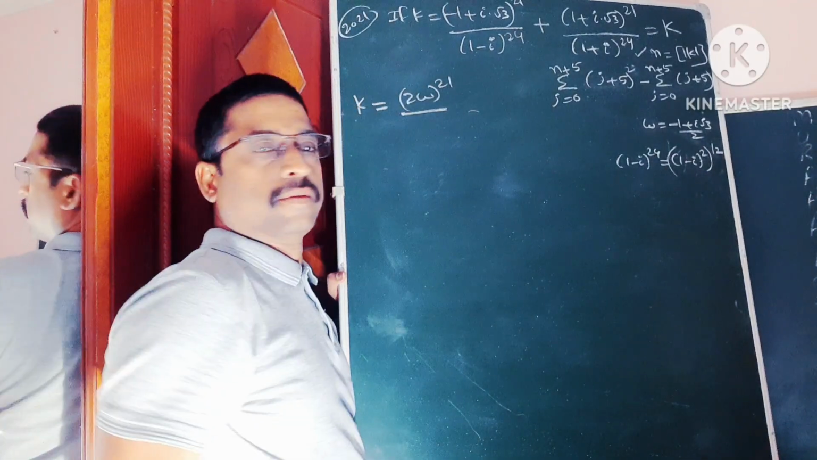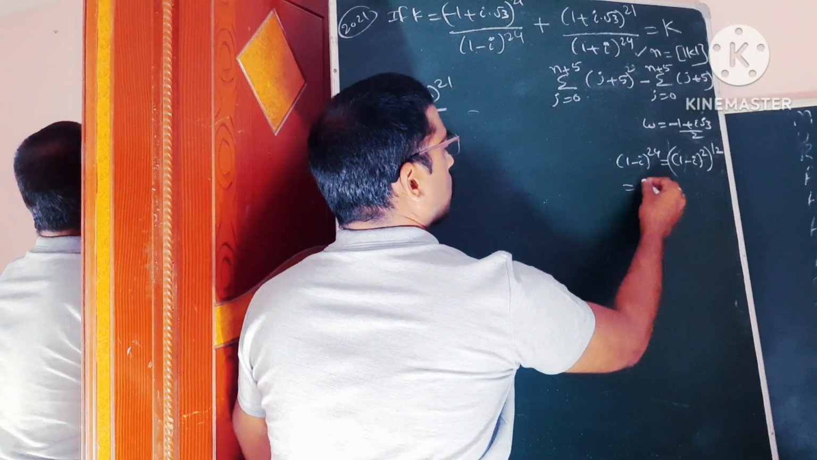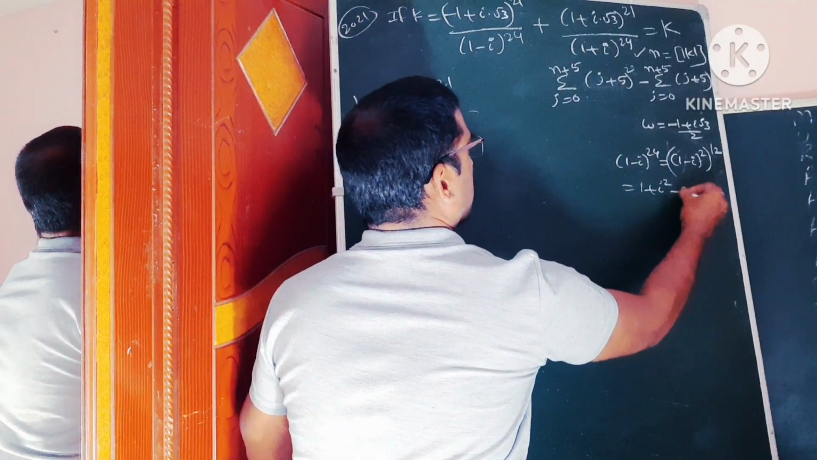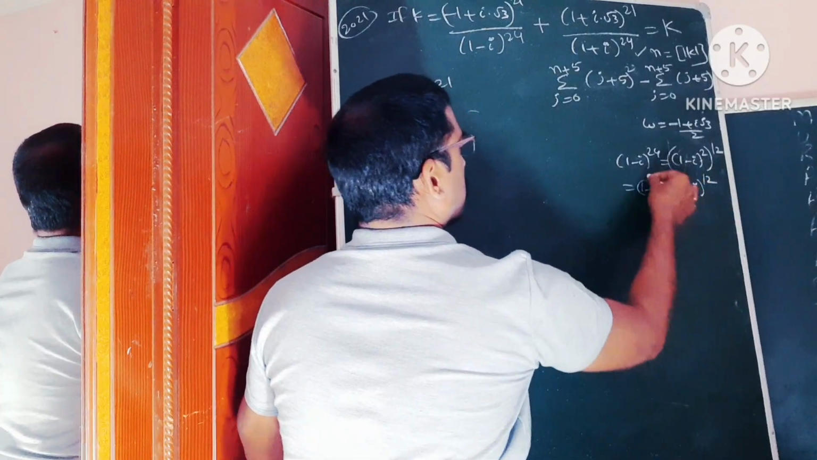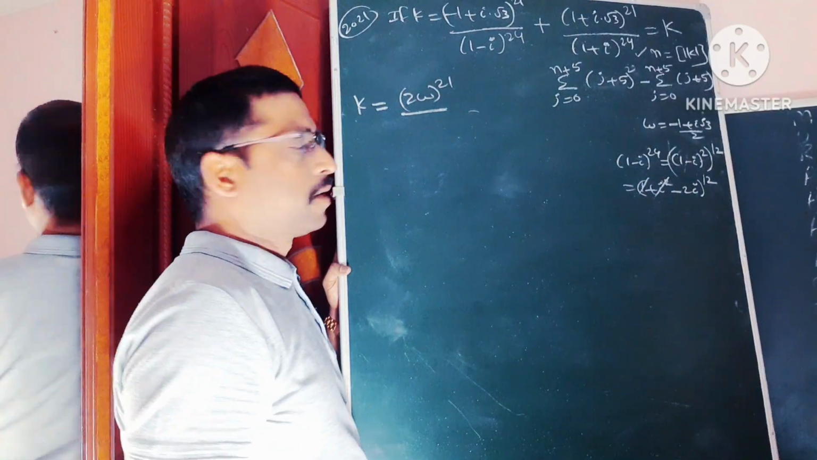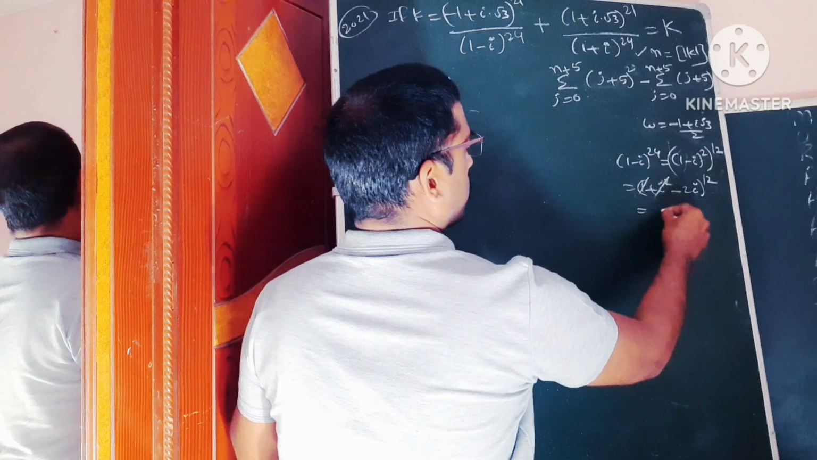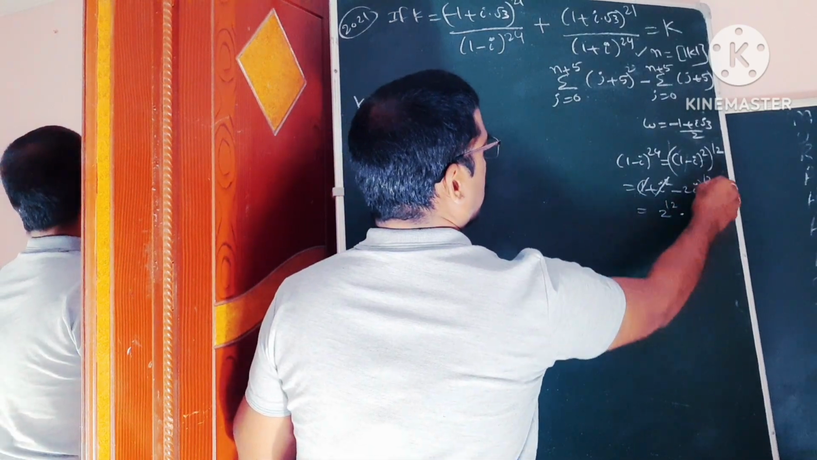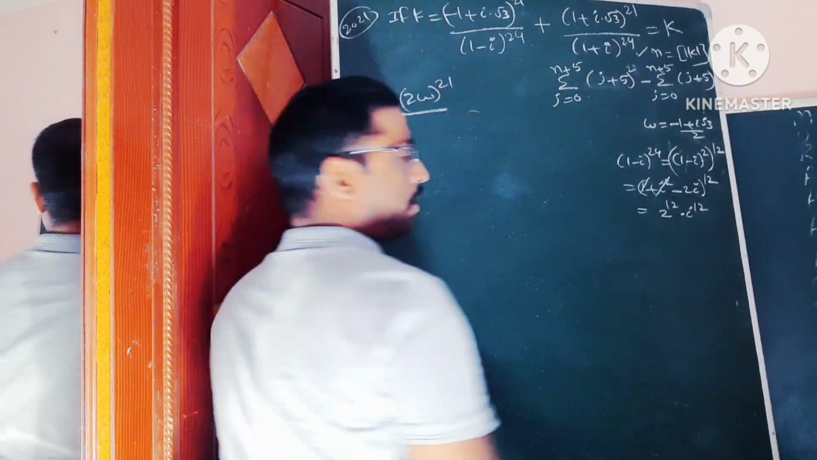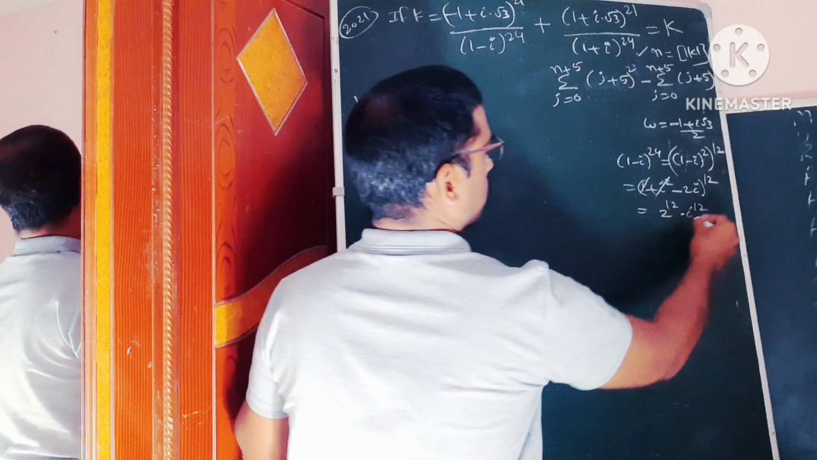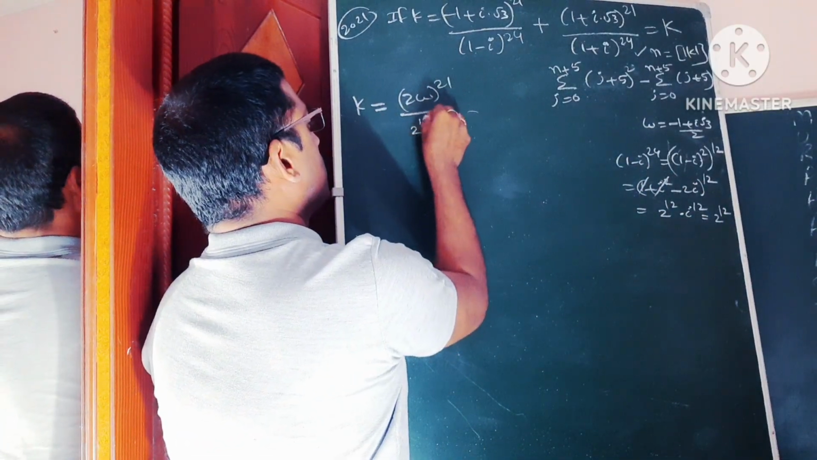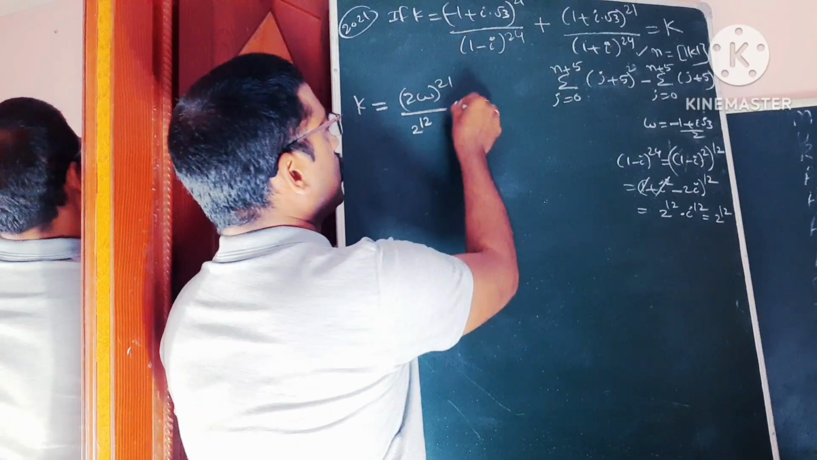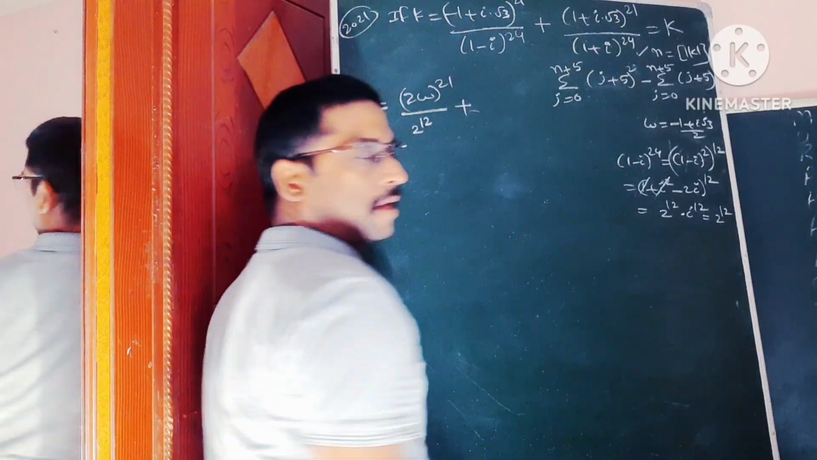Right. So by using the (a minus b) whole square formula, (1 plus i square minus 2i) whole to the power 12. The 1 and i square get cancelled. Why? Because i square value is minus 1. What we get here is 2 power 12 into i to the power 12, and i to the power 12 is also 1. We get 2 to the power 12. So the denominator value is 2 to the power 12.